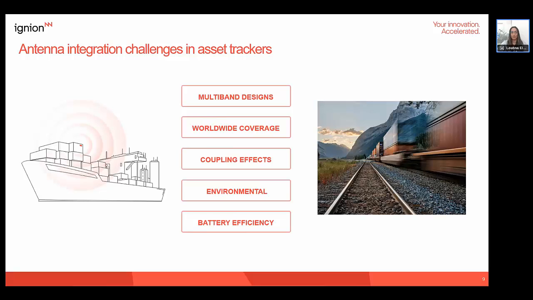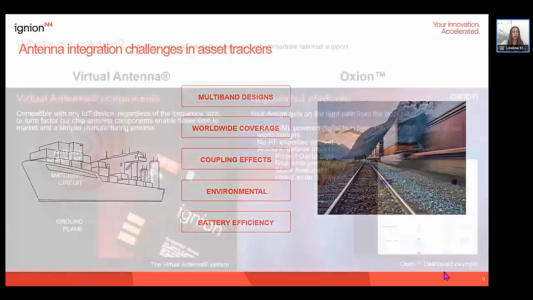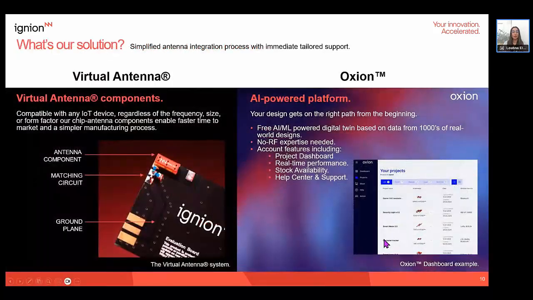And you might ask yourself how the virtual antenna can help on facing all these challenges. So let me explain you a little bit what is a virtual antenna component. Okay, so a virtual antenna, we can say that is a system composed by the virtual antenna, the matching network, and the ground plane.